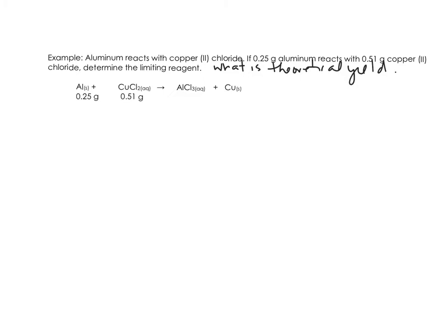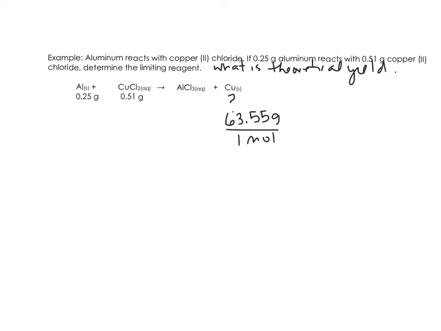Okay, so we've got two products here. One's a solution, one is a solid. 99% of the time, you're going for the solid, so we want to figure out the grams of that. The molar mass of copper is 63.55 grams for every 1 mole.